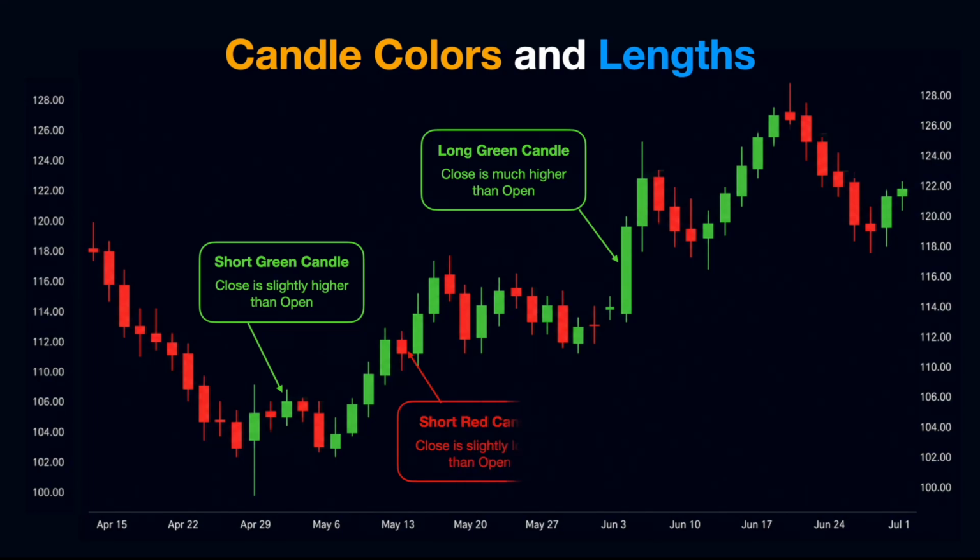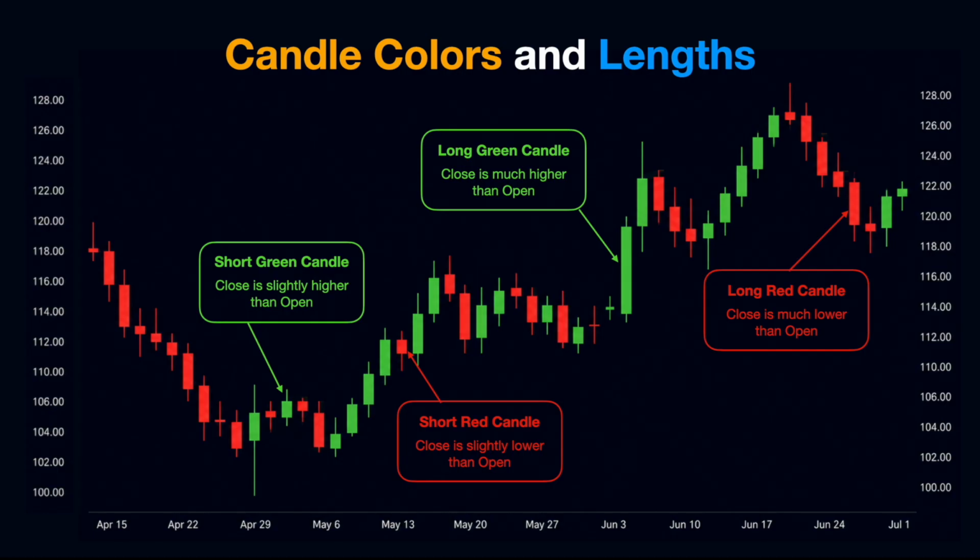On the other side, a short red candle means the price closed only slightly lower than where it opened. This usually shows a small downward move or weaker selling pressure. A long red candle means the price closed much lower than where it opened. This usually shows stronger selling pressure and a bigger downward move.